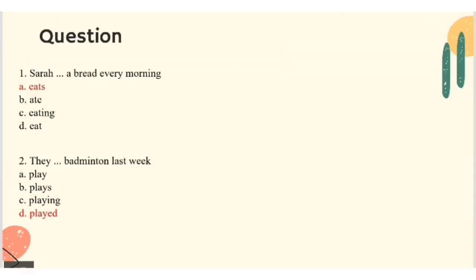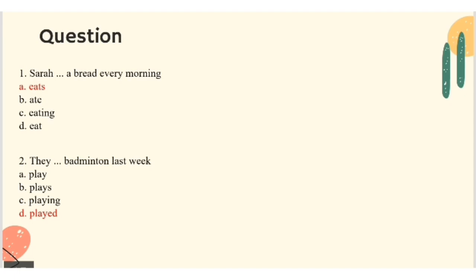So, there are a few questions about tenses. I will explain them one by one. Number 1. Sarah blank a bread every morning. The answer is A, which is eats. Why? First, look at the sentence. It says every morning. So it means that the sentence is using present tense. And why do we use S at the end? Because Sarah is a girl. And subject he, she, it always uses S or ES at the end.